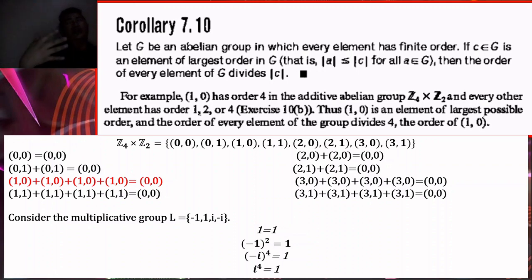Earlier, we erased this: I to the power of 4 is equal to the identity E, which is 1. But now we use addition, because this is an abelian group that is additive, not multiplicative. So let's list the elements of Z4 cross Z2: (0,0), (0,1), (1,0), (1,1), (2,0), (2,1), (3,0), (3,1). The elements of Z4 are from 0 to 3, and the elements of Z2 are 0 to 1.